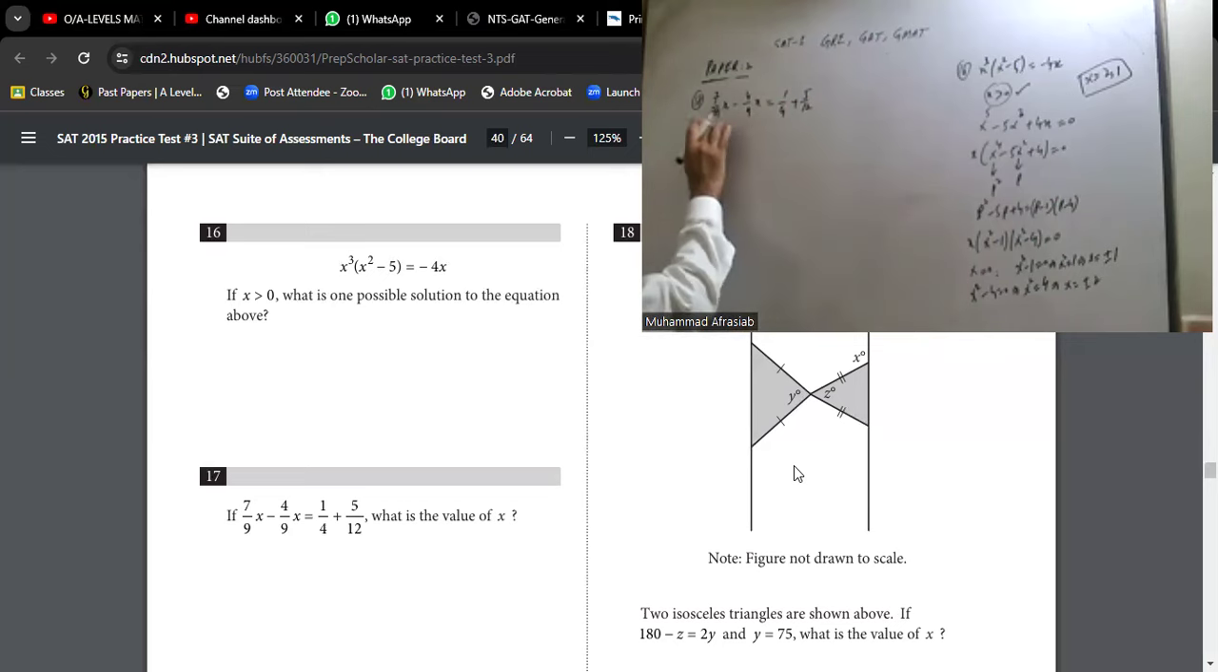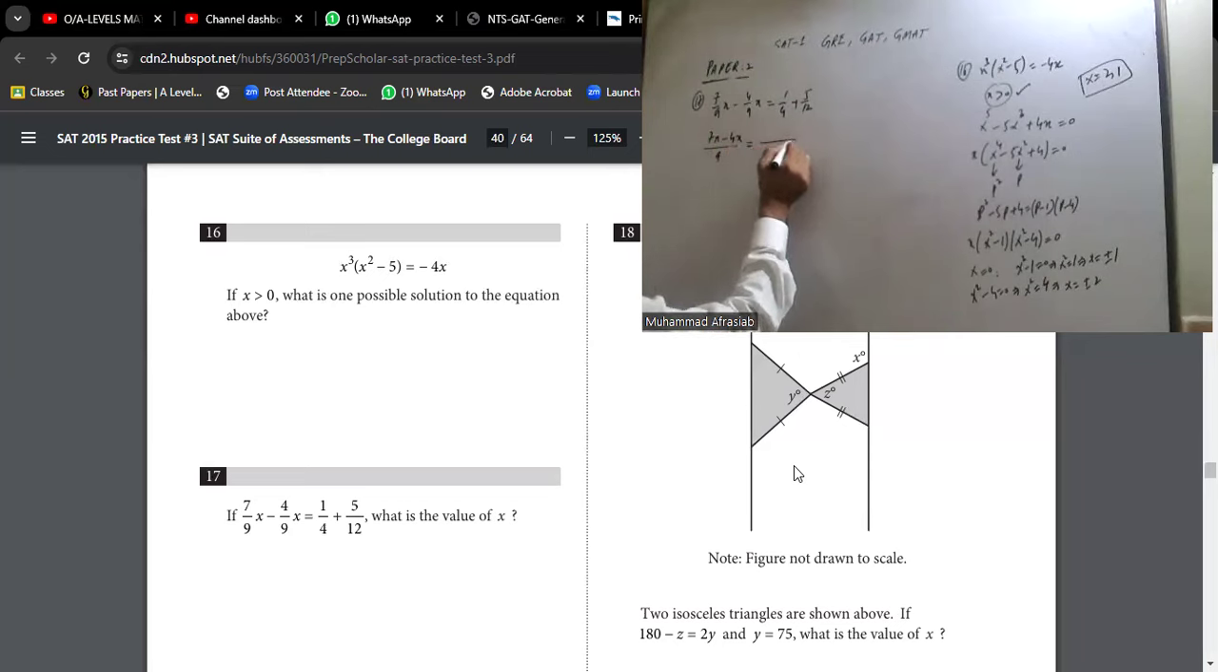So you can take 9 as the denominator here. It should be equal to 7x minus 4x. On the other side, 12 is the LCM here. It should be 3 plus 5. So it is 7x minus 4x, that is 3x over 9, is equal to 8 over 12. 4 2s are 8, 4 3s are 12, 3 1s are 3, 3 9s are 9. So x over 3 is equal to 2 by 3, or x is equal to 2.